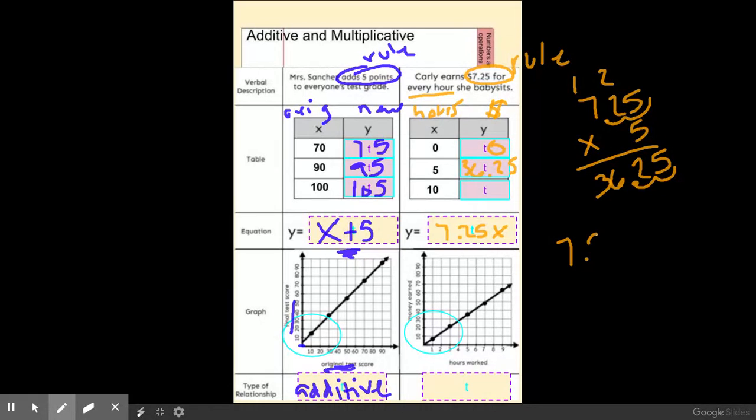And the last one is if Carly worked 10 hours. So again, we're going to do 7.25 times 10. We're going to skip the 0 and just add a 0 down here. 1 times 5 is 5, 1 times 2 is 2, 7 times 1 is 7. Then we're going to move it 1, 2. So it would be $72.50. If you look, this time our graph does start at the origin at 0, 0, because when she worked 0 hours, she made $0. And to find this answer, we were multiplying. So that makes this answer multiplicative.